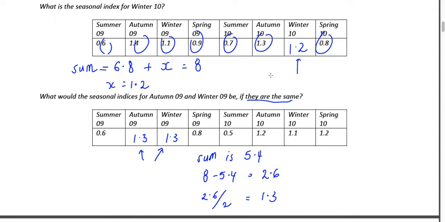So you might have a table with one seasonal index missing. What we would need to do is add them together and work out how much more I need to add on to get the total number of seasons, because the seasonal indices summed together will always equal the total number of seasons that you have.